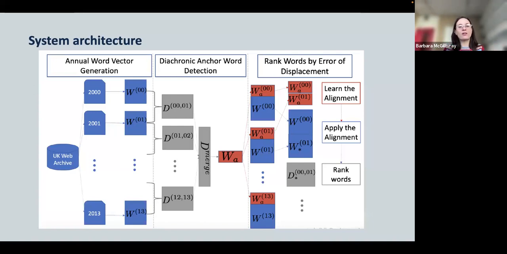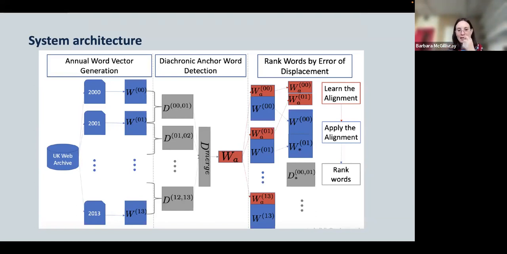So we still worked on splitting the corpus into time periods. In our case, it was years, from 2000 to 2013, because the very early years had too little data. And then for each year, we had an embedding model, a semantic space, basically, where we could see the similarity between words.